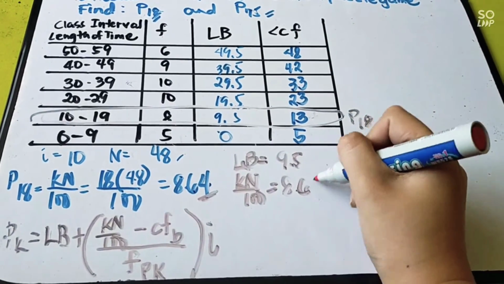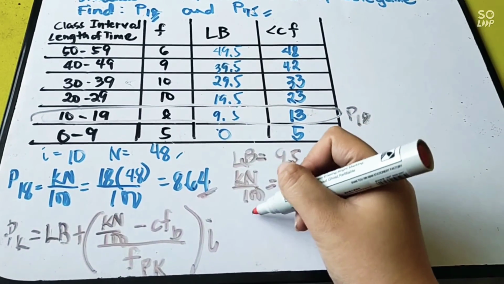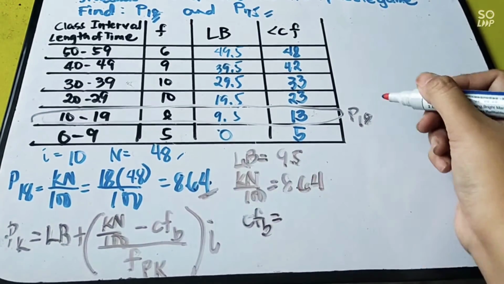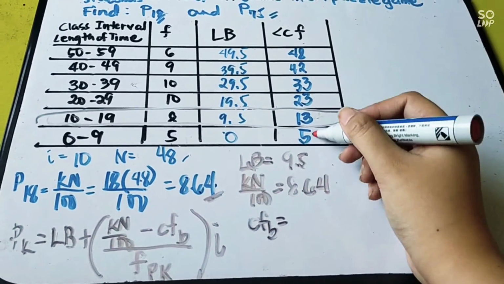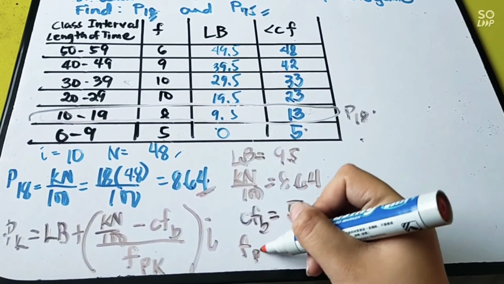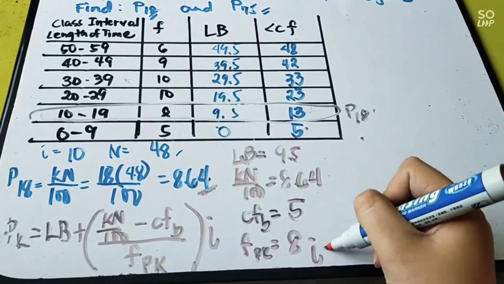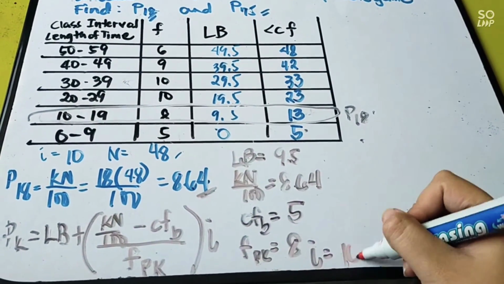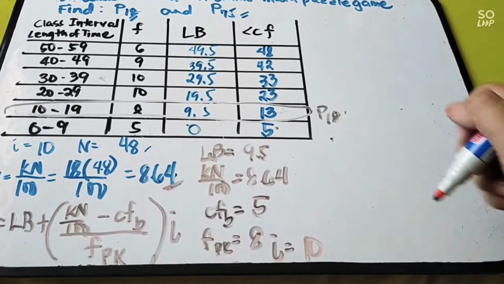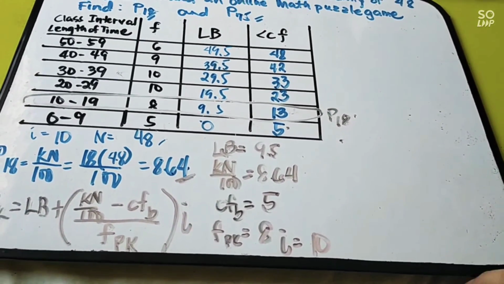We have 8.64. Next tayo, we have here negative CF. CF before. CF before, we have here 5. Ayan. CF before. Next, your frequency of your percentiles, we have 8. And then your I, we have here 10. Ayan na po. Then, let us now substitute na natin yung ating given dun sa ating formula.